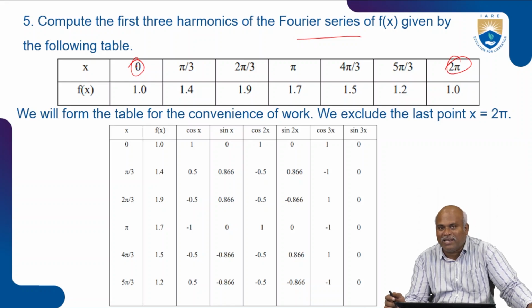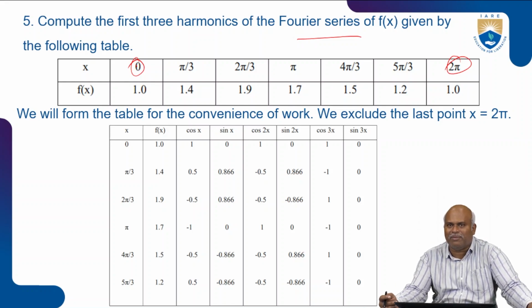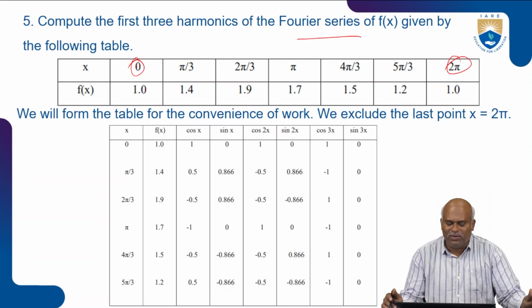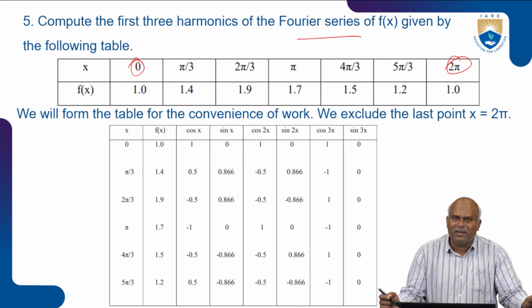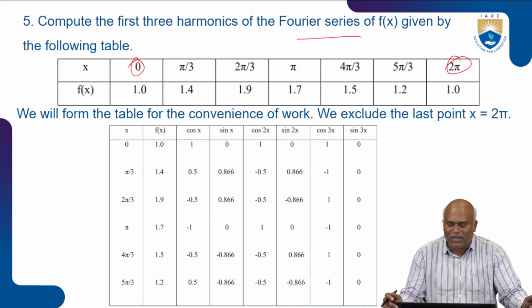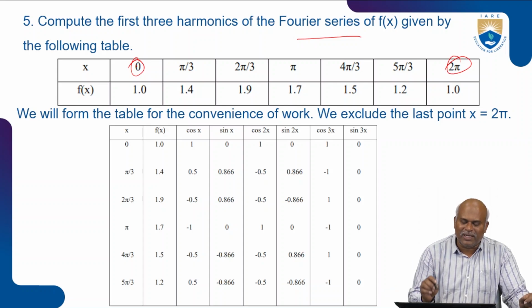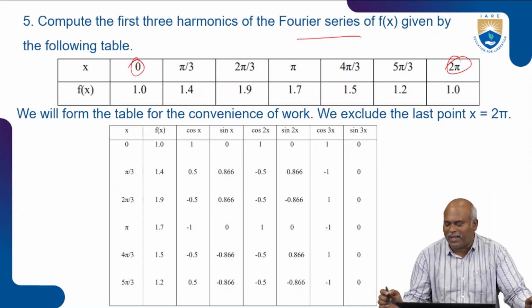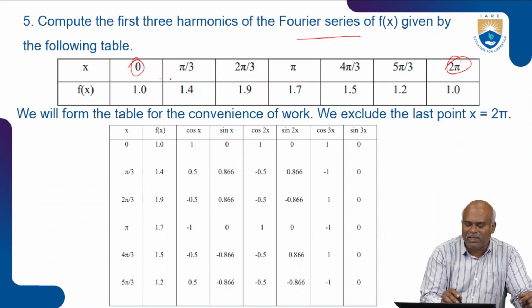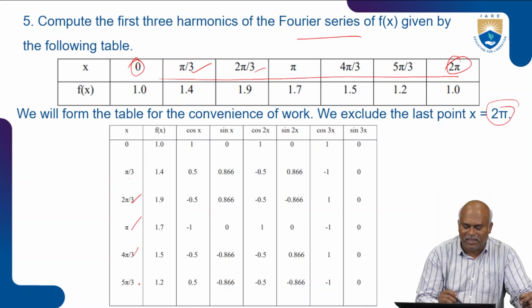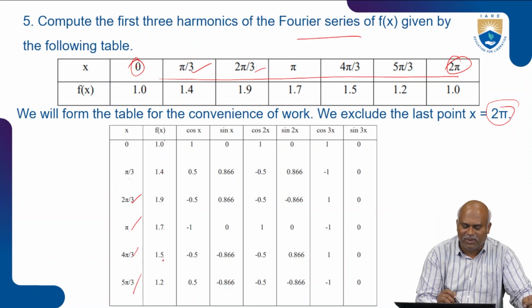Now, in this case, they are asking for the first 3 harmonics. What is the first 3 harmonics? They will ask for A1, A2, A3. To do the harmonics, we do the tabular column formation. For that tabular column formation, we take the point x equal to 2 pi. So you write the whole x, that is up to 2 pi: 0, pi by 3, 2 pi by 3, pi, 4 pi by 3, 5 pi by 3. F of x equal to 1, 1.4, 1.9, 1.7, 1.5, 1.2.